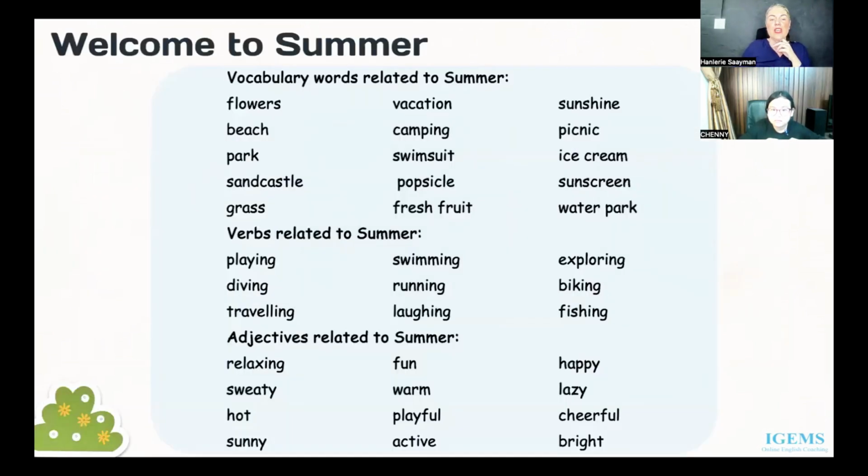That was really good. So, what we're going to do now is welcome to the summer. So, let's have a look at some of the vocabulary words related to summer. So, can you read the first words there for us? The first 1, 2, 3, 4, 5 rows.